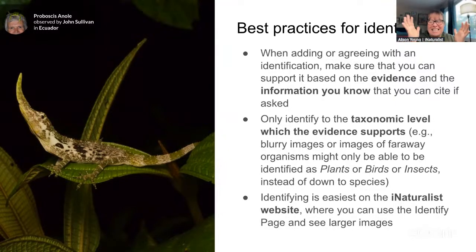You should only ID it then at that point, like two hawks, you know? You shouldn't ID it farther than the evidence supports of that photo. So only ID things to the level that the evidence supports it at.